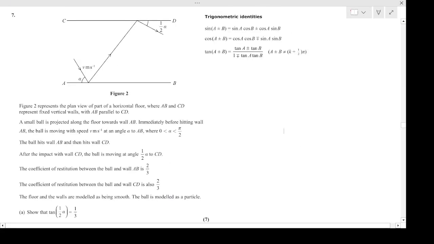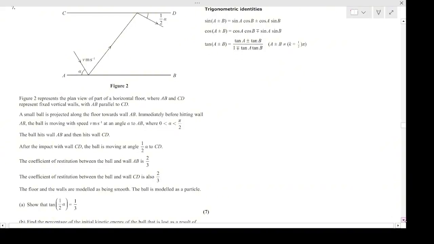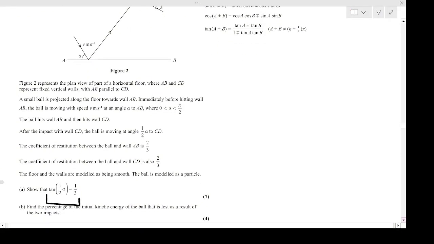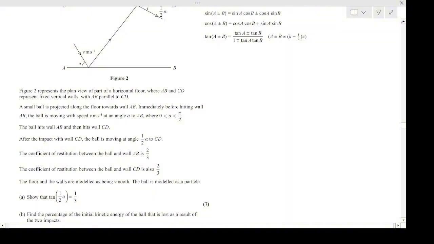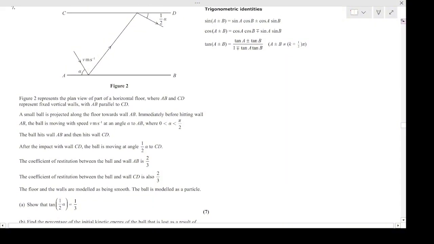Right, so we've got this exam question here. We're given all the information on the diagram. Firstly, for 7 marks, we need to show that cos alpha is a third. Seems really random. How am I going to do that? Not quite sure, but I'm just going to do the standard procedure: consider the collisions and then find the parallel and the perpendicular equations.